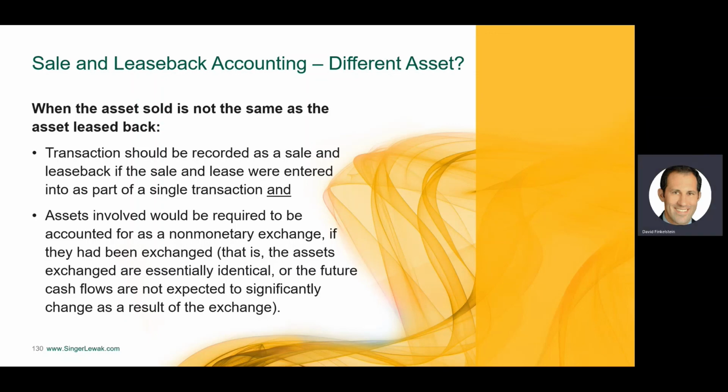Now, what happens when we actually have a different asset? So if the asset sold is not the same as the asset leased back, the transaction would be recorded as a sale and leaseback if the sale and the lease were entered into as a single transaction first, as well as if the assets involved would be required to be accounted for as a non-monetary exchange, such as if they had been exchanged for items that are essentially identical, and where the future cash flows are not expected to significantly change as a result of the exchange.